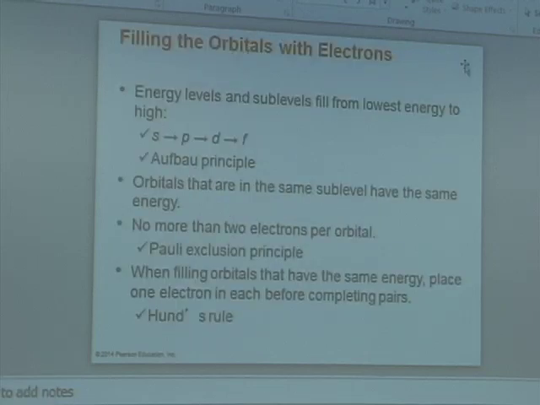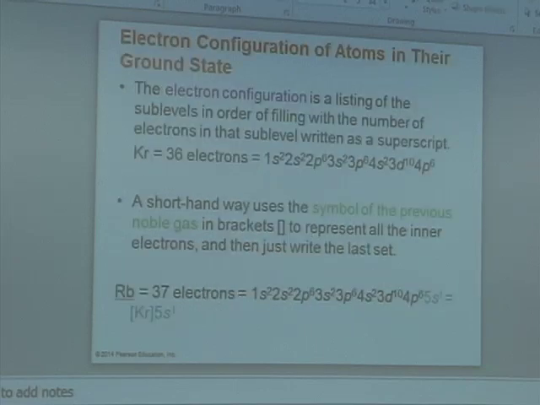So how do we go about filling the electrons in the s, p, d, and f orbitals? We use the Aufbau principle, and take note that Pauli's exclusion principle tells us that no more than 2 electrons per orbital. And when we fill the orbitals, we have to make sure that we put 1 electron, so Hund's rule, 1 electron is filled in each degenerate orbital.